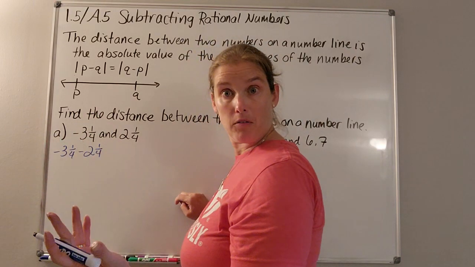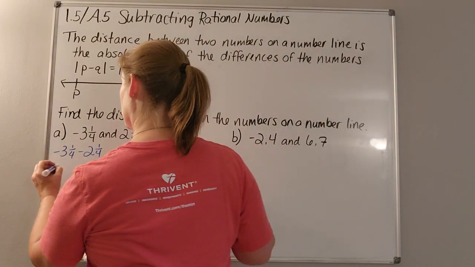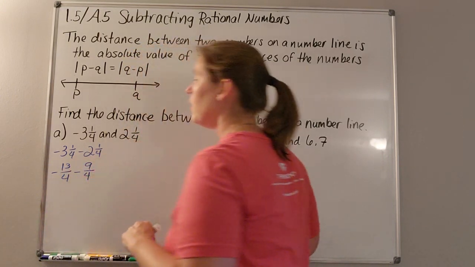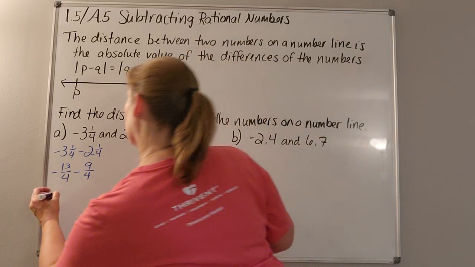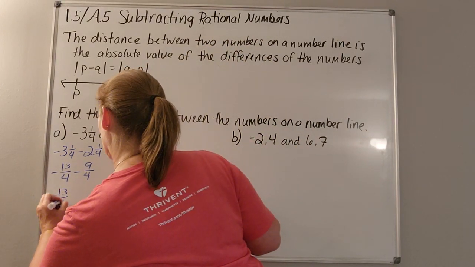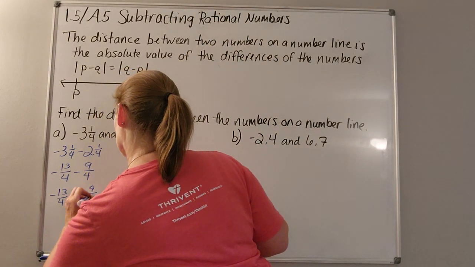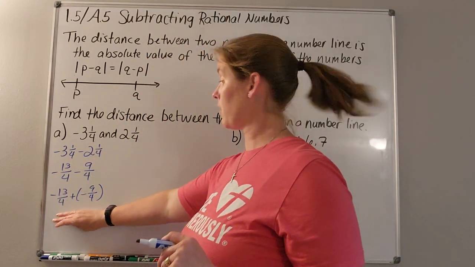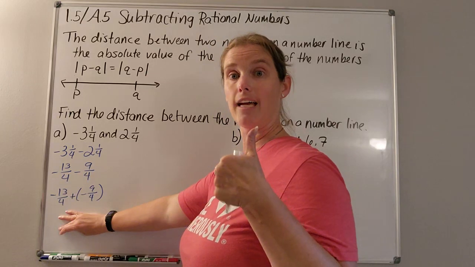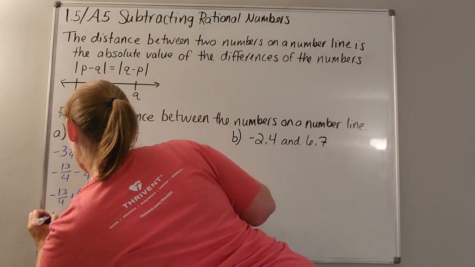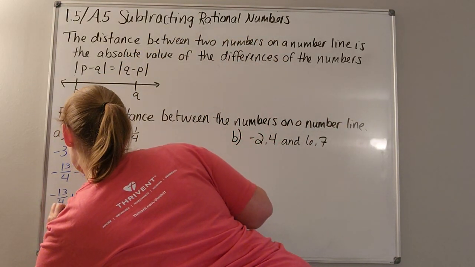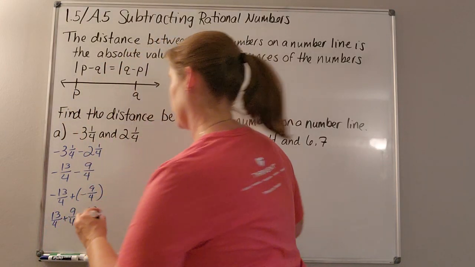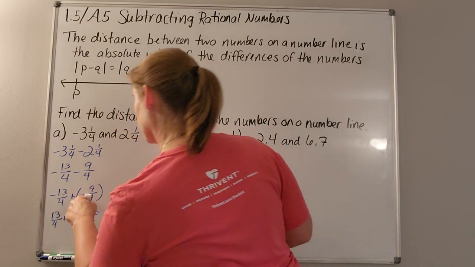Make them improper fractions, right? So we have negative 13/4 minus 9/4. Keep, change, opposite. Negative 13/4 plus negative 9/4. Adding numbers with the same sign. We already have our common denominators. Yay! So we add our absolute values. 13/4 plus 9/4 is 22/4. But it's negative because those were negative.